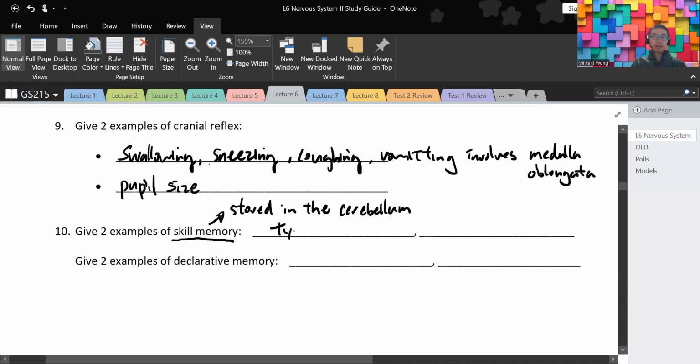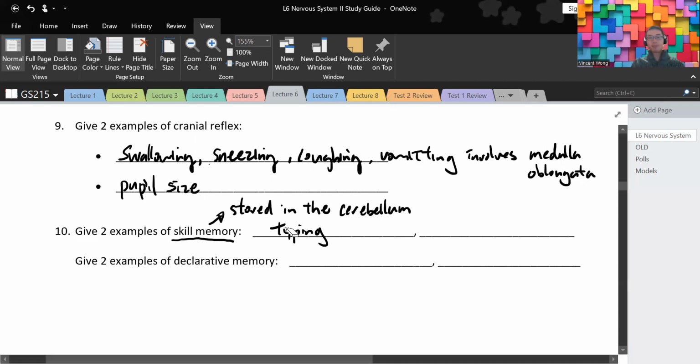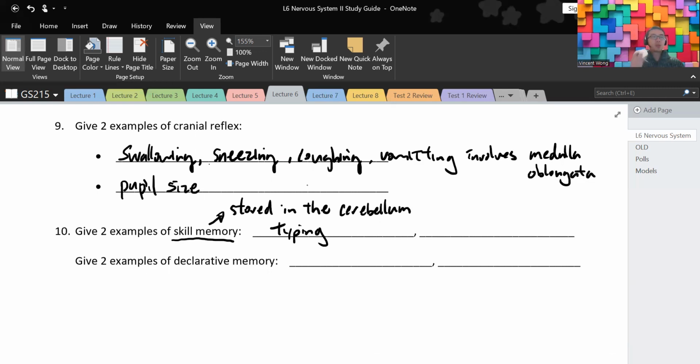For example, typing. You can probably type with your eyes closed. You'd be surprised, even with your phone, right? Just typing with your eyes closed. If it's a phone that you've been using for a while, you will be able to type without looking at it, because you store the spacing of the keys and all that stuff. You have a mental picture in the cerebellum, and you're able to do that.